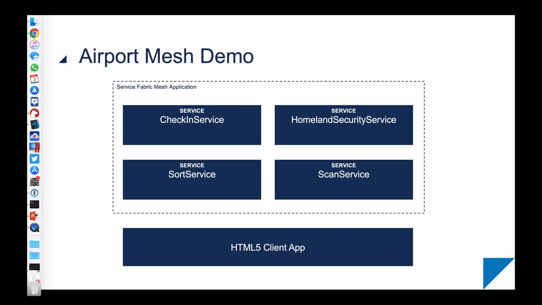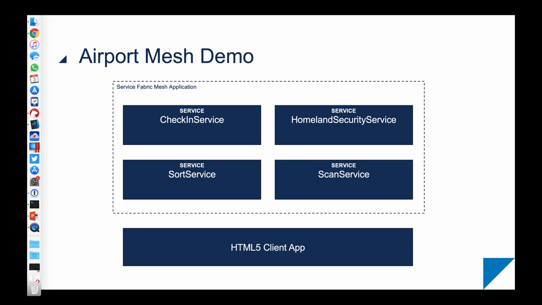So let's do some demos and see how this stuff actually works. My demo is centered around an airport, and I've got a couple of services that I will deploy into a Service Fabric Mesh application. So a single application consists of a couple of services. I've got a check-in service, which travelers will use when they want to check in. That check-in service has to do some checks with the Homeland Security service, just do some background checks.